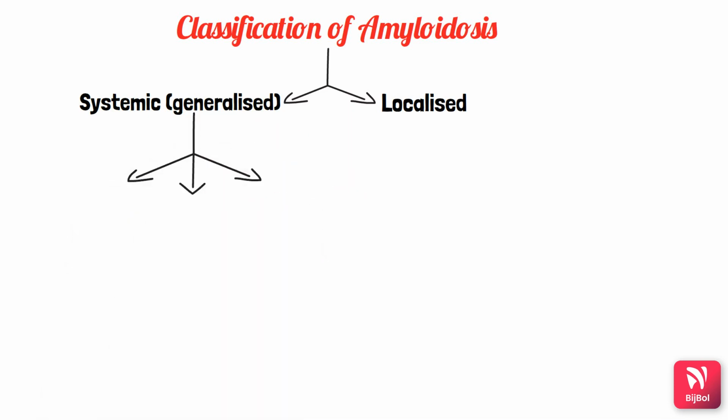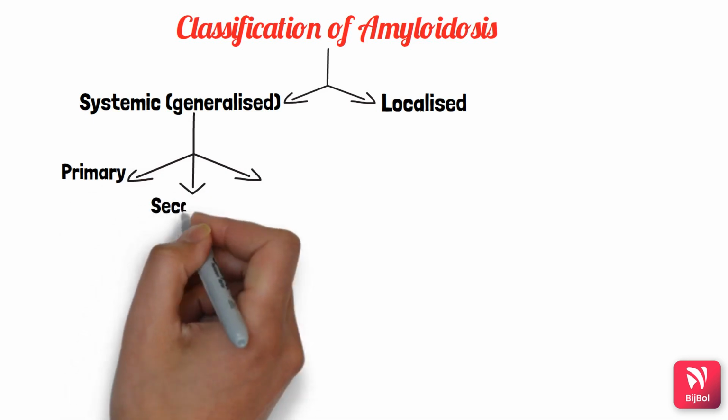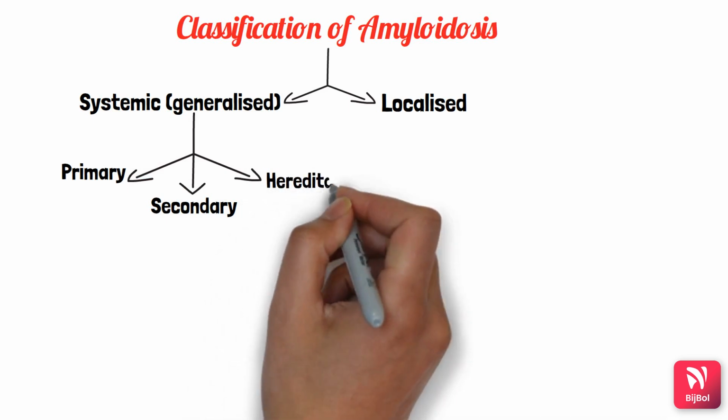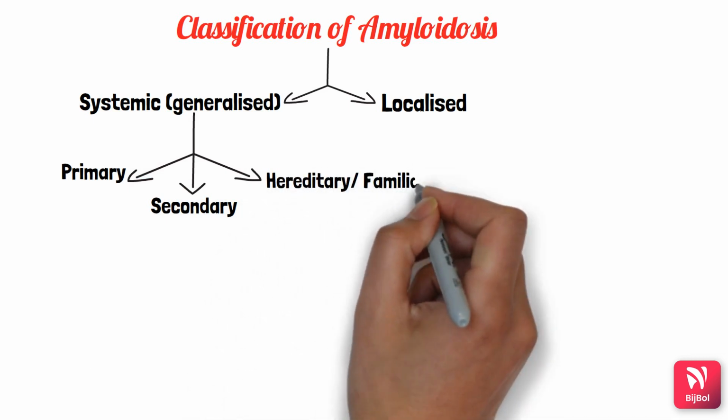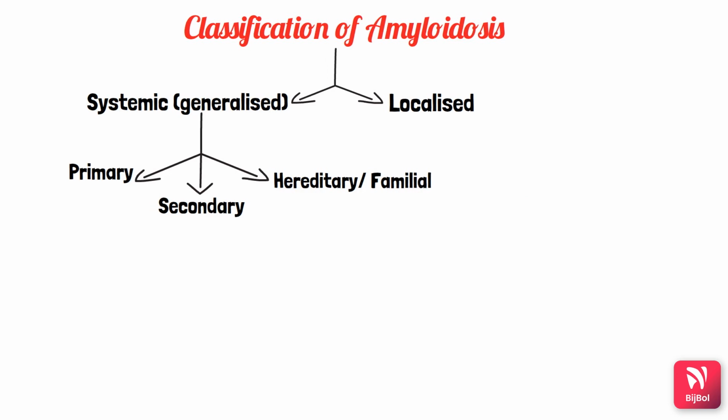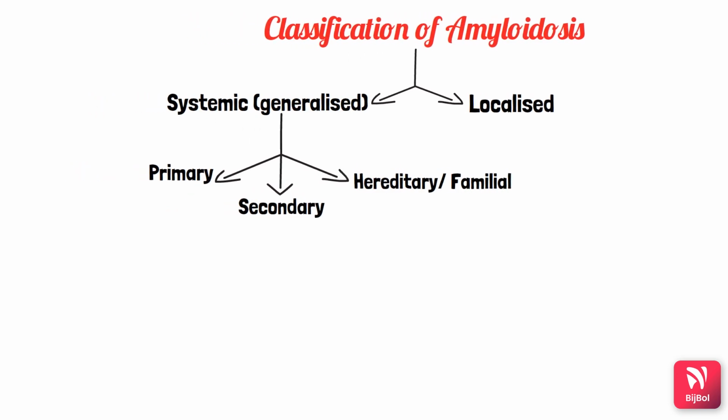If you see systemic on clinical grounds, it is subclassified mainly into primary and secondary. Primary amyloidosis, secondary amyloidosis, and there is a third one called hereditary or familial amyloidosis, which is actually a separate entity, but now we are discussing it under systemic or generalized. Let's discuss each one in detail.